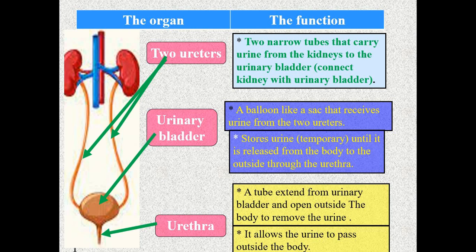How is it released outside the body? Through the urethra. What is the urethra? A tube that extends from the urinary bladder and opens outside the body to remove urine, or to let the urine pass outside the body in the toilet.